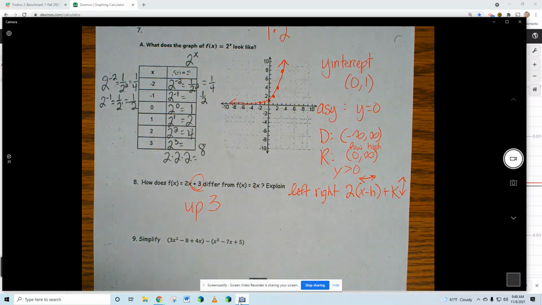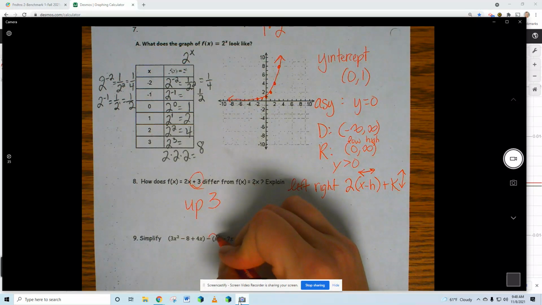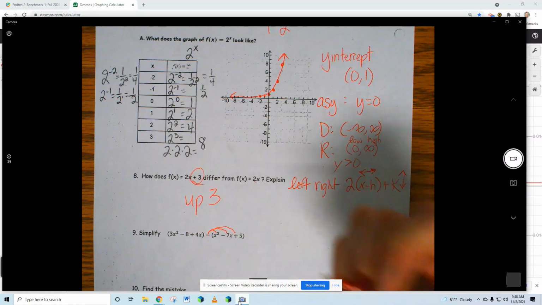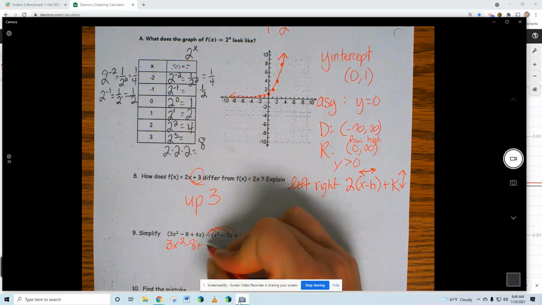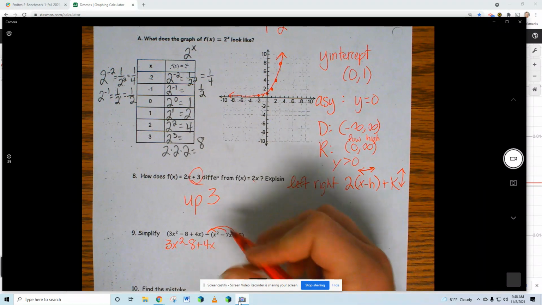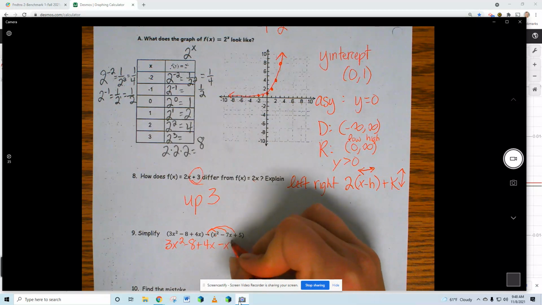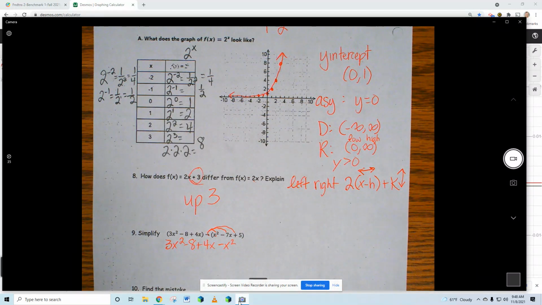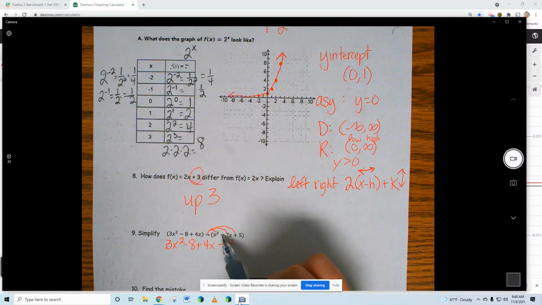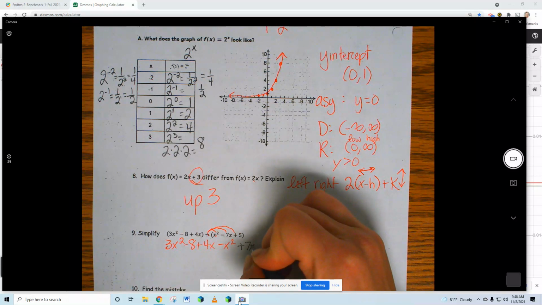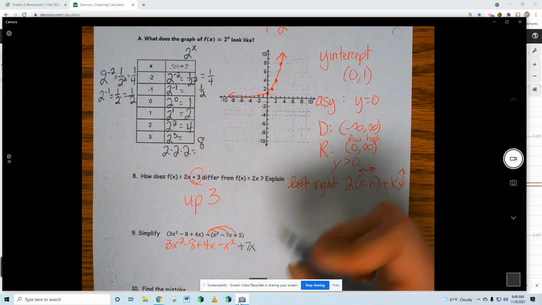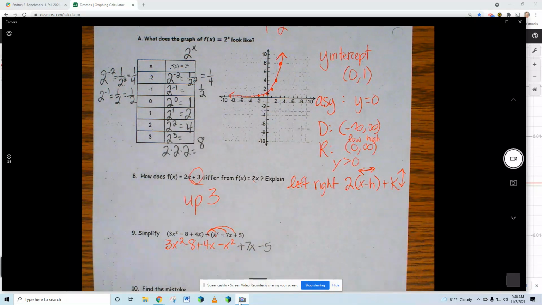Number 9, you should be able to do fine. Remember, a subtraction sign means that I have to distribute the negative sign. Negative times x squared. Negative times negative 7. Be careful. Subtract negative 7 plus 7x. Subtract times a 5 minus 5. Sorry, they're different color ink.